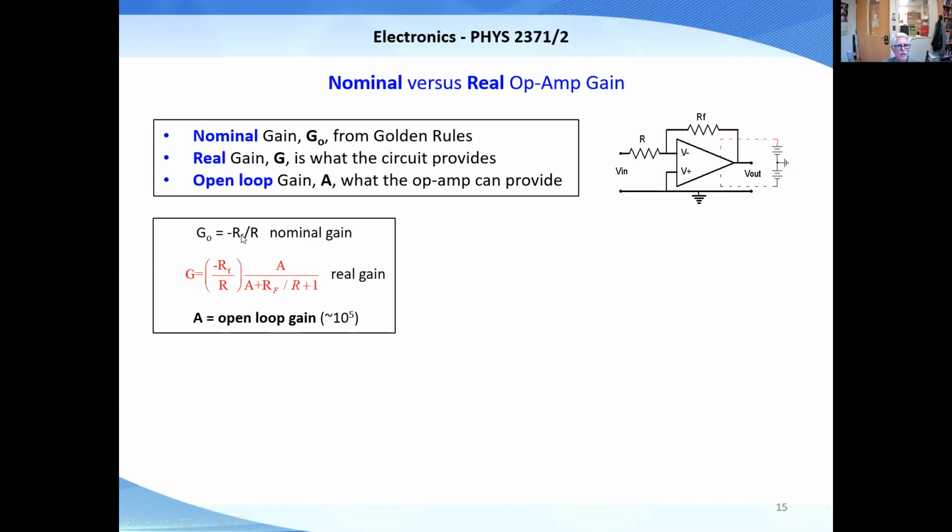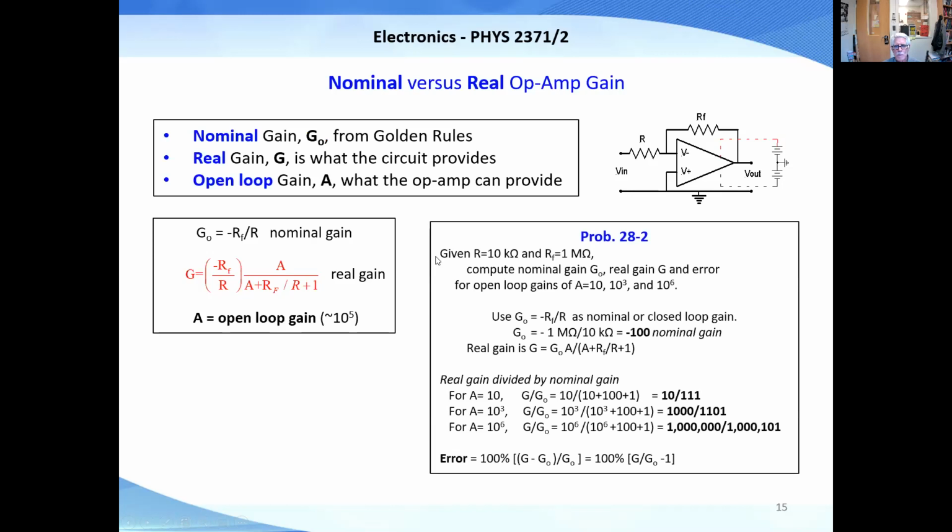So here's a nominal gain, just a ratio of resistances. The real gain has this other factor in, that's the open loop gain. And the open loop gain can be very large, like 10 to the 5th. So here's a problem. If you have these two resistors, say this one is 10 k ohms, this is 1 meg ohm, so you have a gain of minus 100 actually. And then what happens if you have different op amps that have open loop gains of 10,000, a million?